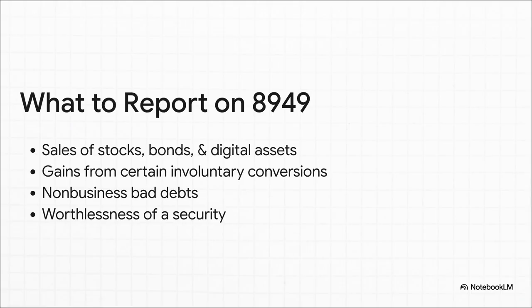So what kind of stuff are we talking about here? Well, it's pretty much what you'd expect. You've got your usuals, right? Stocks, bonds, digital assets like crypto, all that goes here. But it also covers some of the weirder stuff, like a non-business bad debt, or even if one of your securities just went completely worthless.